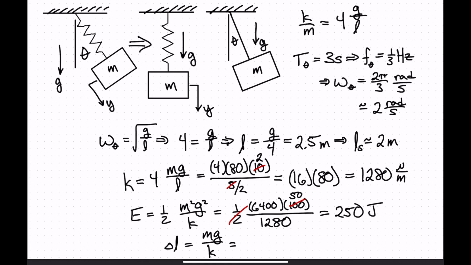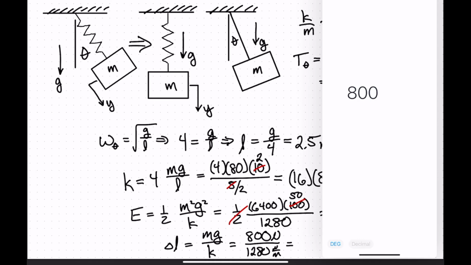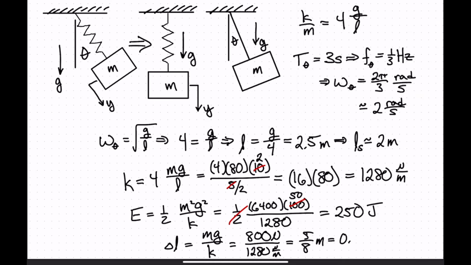So if the weight of the person is roughly 800 newtons, and we divide that by the spring constant, 1,280 newtons per meter, we have 800 divided by 1,280, or 0.625 meters, or 62.5 centimeters. So that's quite a bit of stretch.